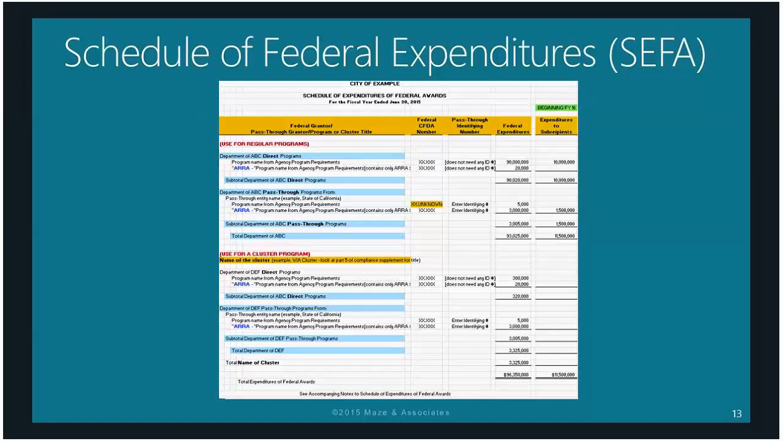Also notice that there is a column for expenditures to subrecipients. This is one of the new requirements under the new uniform guidance. I've also put a note here: it's beginning fiscal year 2016. Some of you right now may include your expenditures to subrecipients as a footnote disclosure. That's allowable for fiscal year 15, but starting fiscal year 16, you should disclose your expenditures to subrecipients on the face of your SEFA.